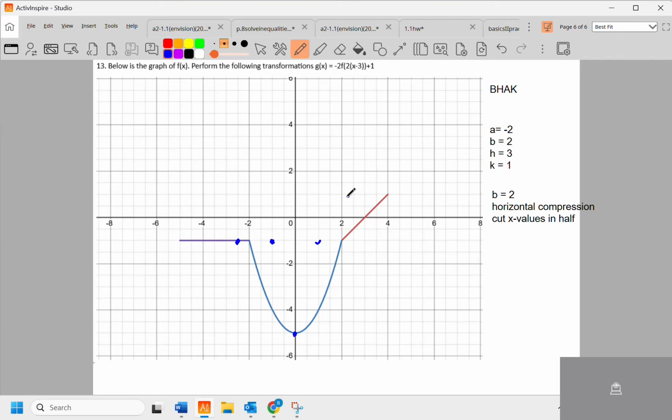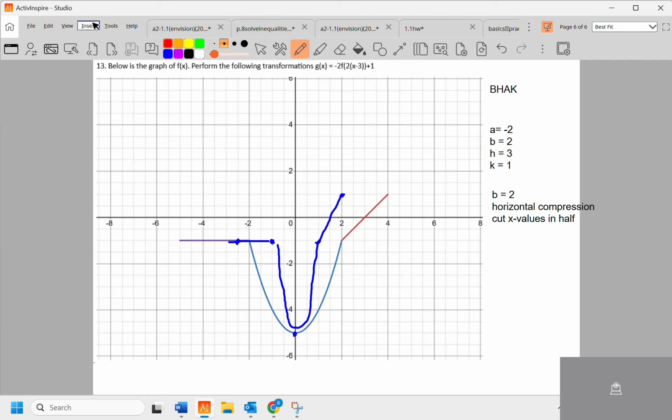Notice I'm not changing y, I'm just changing x. We cut x in half. That's what we do. This is not going to look pretty with me using a touchpad. There's absolutely nothing I can do about that. So there's the first one. Wonderful stuff, isn't it? Now it's BAHK.